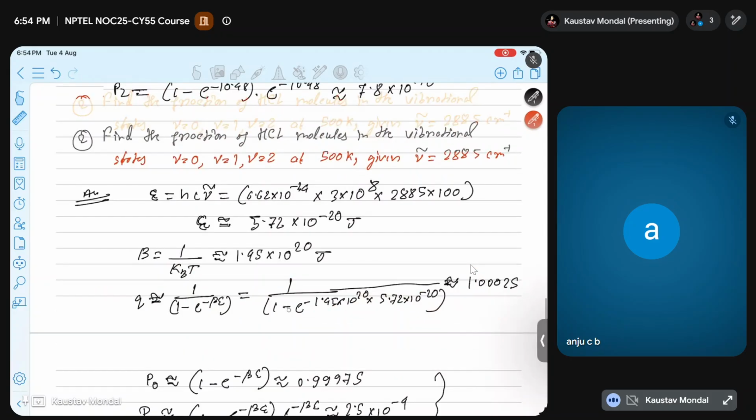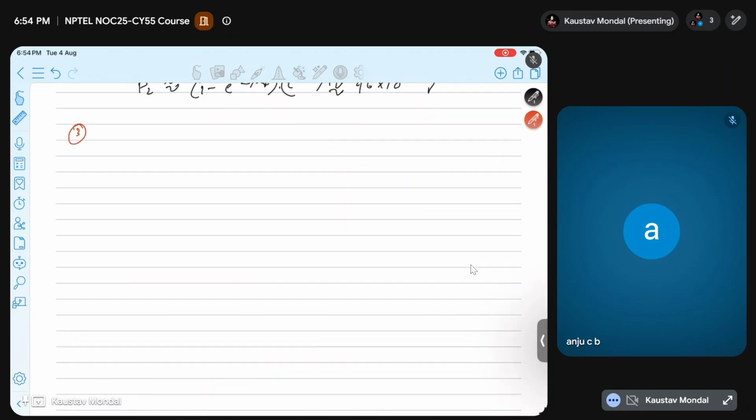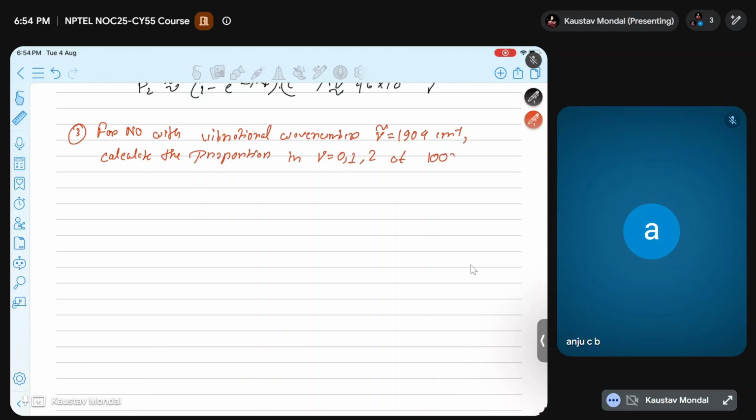The problem number will be 3. For NO with vibrational wave number nu tilde equal to 1904 centimeter inverse, calculate the proportion in nu equal to 0, 1 and 2 at 1000 Kelvin temperature.